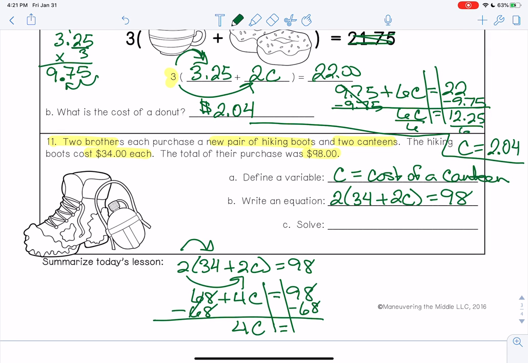30. We divide by 4 on both sides. They cancel out and we get C equals 7.50. So the cost of the canteen is $7.50.